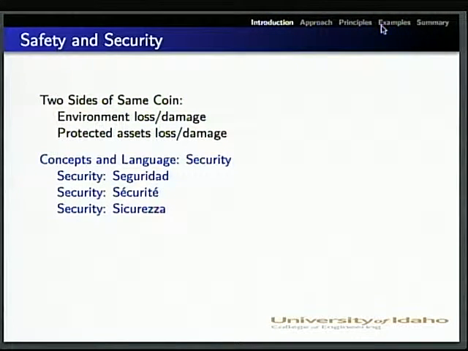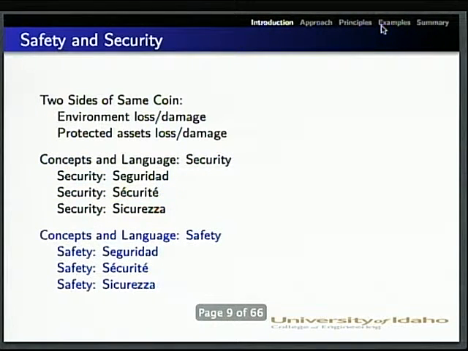Just to show you a little bit more about how strong the relationship is here, and how much we could carefully reuse techniques from one area of research and practice in the other. If you translate the word security, the first is in Spanish, the second in French, and the third in Italian, then those are the words you get. I'm not going to pronounce them because I don't want to mispronounce them.